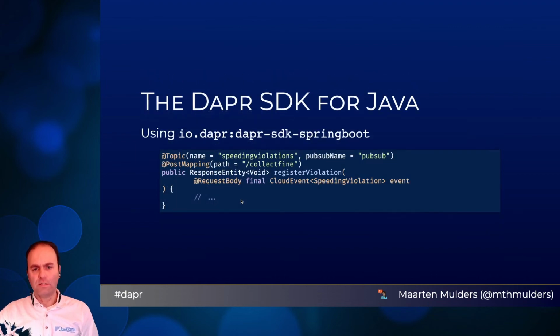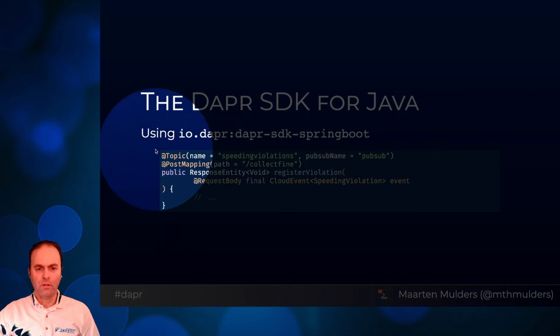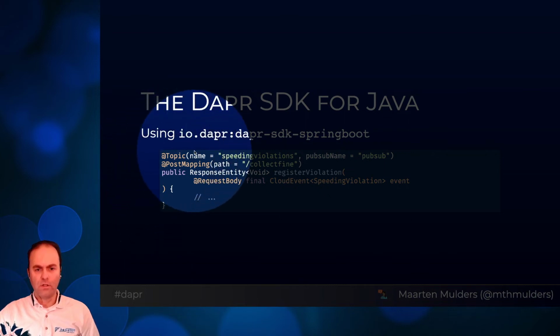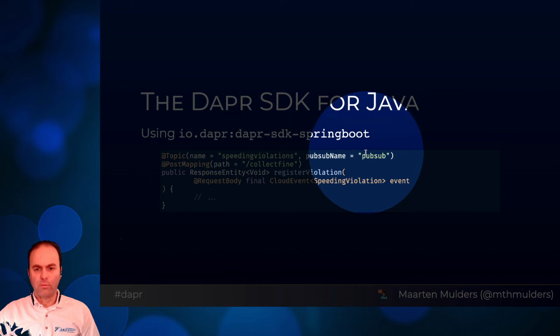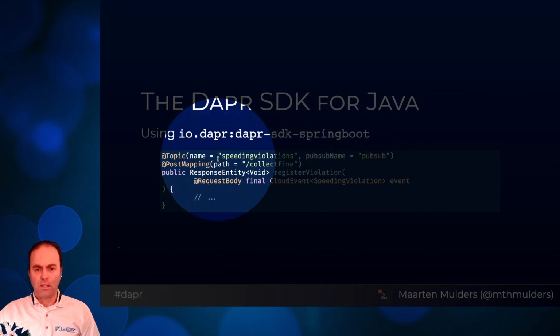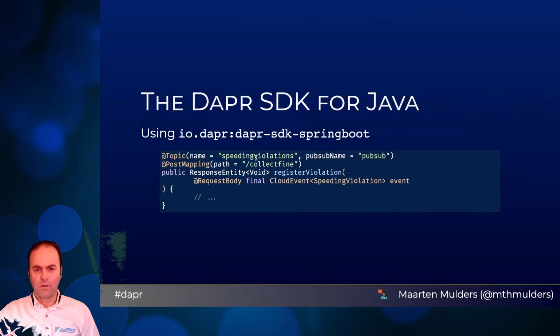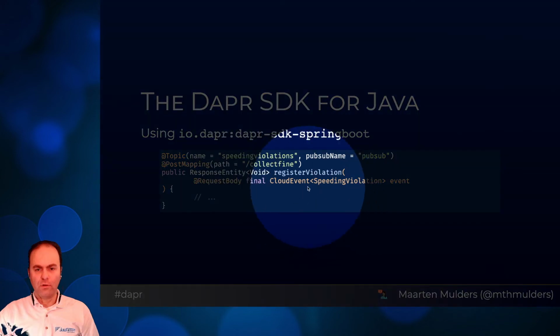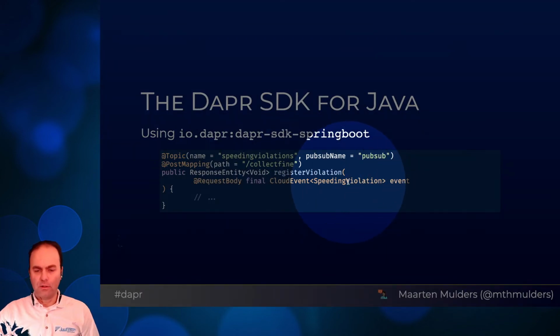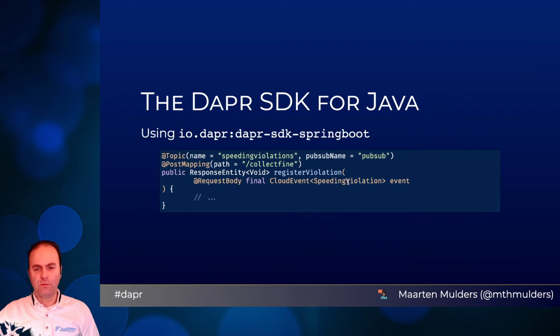There's also an SDK specifically targeted at Spring Boot, which allows, for instance, for easy subscription to pub sub topics. If you already have a post mapping on a method, you can add a topic annotation saying the name of the pub sub broker is pubsub in this case, and I would like to subscribe to the speeding violations topic. And then whenever an event is published on that topic, it will be sent to this method in a cloud event wrapping the underlying speeding violation class.